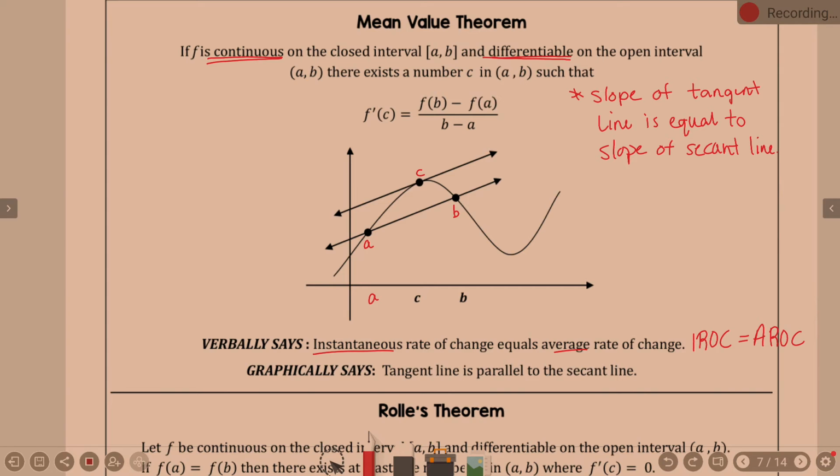Graphically, tangent line is parallel to the secant line. And so you could think of it as f prime of c, which is that derivative line, is parallel. You guys familiar with the parallel being the two bars? Kind of like perpendicular is the upside down t. This represents parallel. But it's saying that f prime of c is parallel to f of b minus f of a over b minus a. So those are some things to consider.